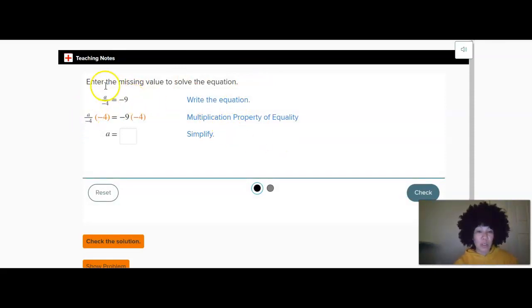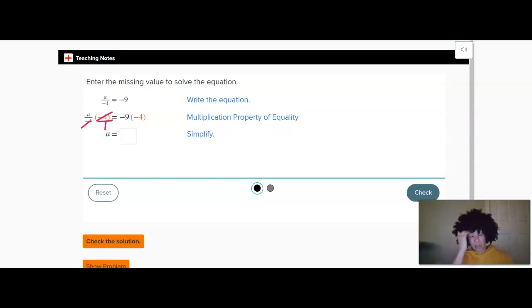So now, if it's a divided by negative 4, I want to multiply both sides by negative 4. And negative 4 here, if you think about it, is like negative 4 over 1. So these would cross cancel. So all I have left on this side is just a.